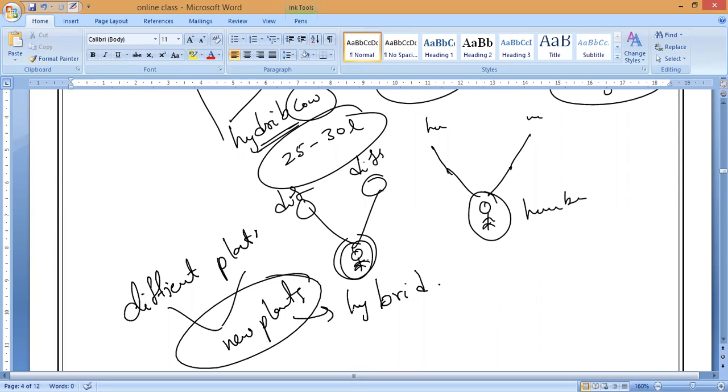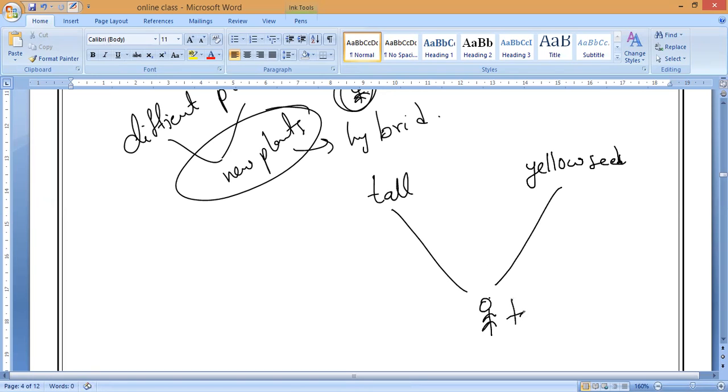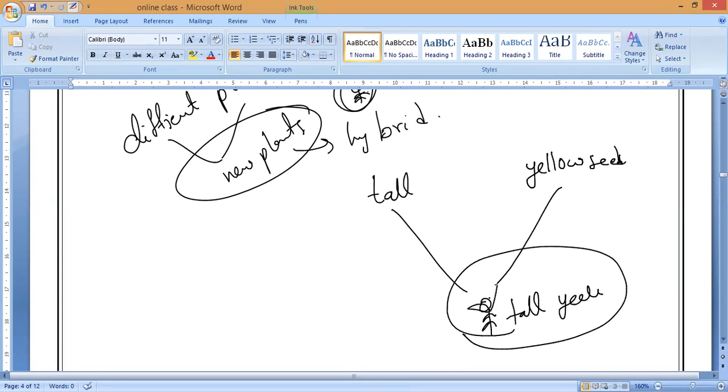Everybody remember. So for example, let me take two plants having contrasting characteristics. One has tallness and another one has yellow seeds. Now if we cross these two, we get a new pea plant which has tallness as well as yellow seeds. So what do we call this plant, guys? Hybrid plant.